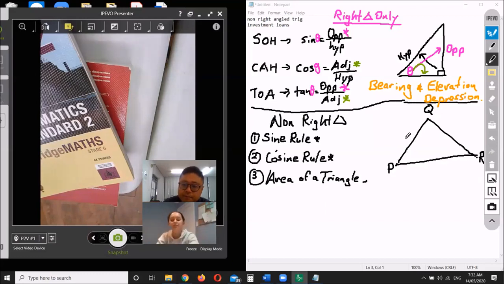Lowercase r. What would this letter be? Lowercase p. Lowercase p, yep. And lowercase q. Makes sense?